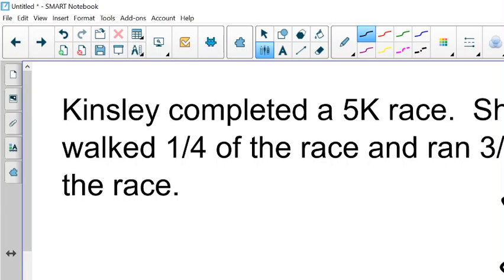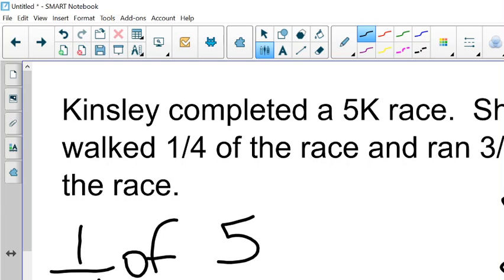So if somebody were to ask you, how far did she walk in the race? You're really asking what is 1/4 of, and let's say we just want to know kilometers, not necessarily meters. We need to know what 1/4 of 5 is. So ultimately, I'm trying to divide the number 5 into 4 equal parts, and then I have to decide what one of those parts would be. There are multiple ways we can do this. Really, how I look at it, it's 5 divided by 4. That's going to be the answer because that is equal to 1 part.